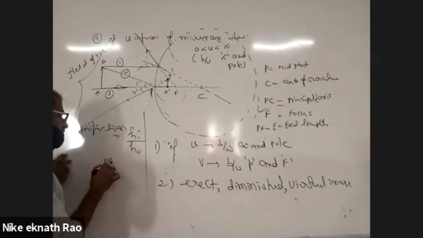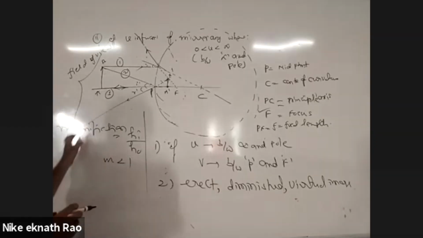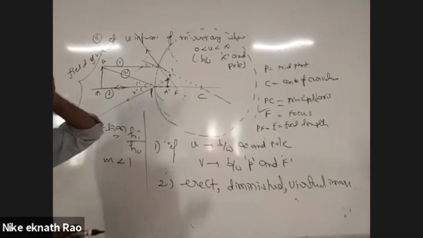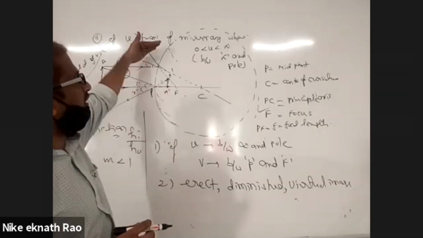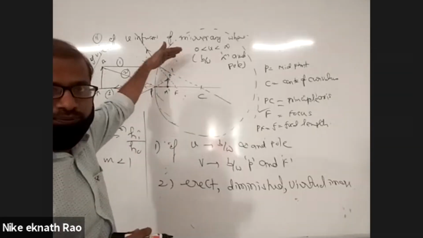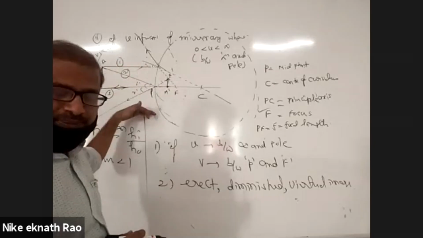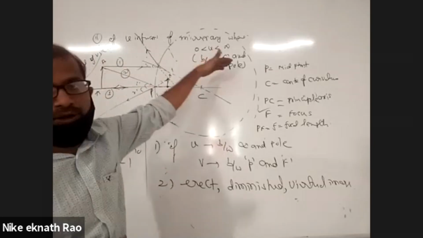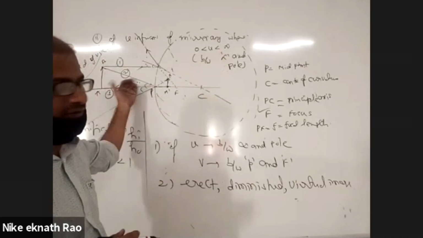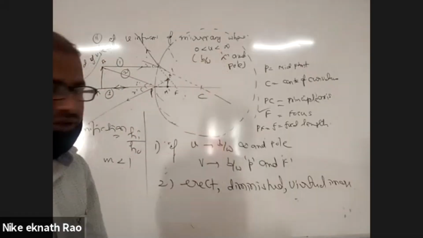Here less than 1. And we got here less than 1. Moreover, generally the convention we will follow: perpendicular above the axis is positive, and below this axis perpendicular is taken as negative. The direction of the light ray is positive, opposite to the light ray is negative. I will discuss this in sign convention.